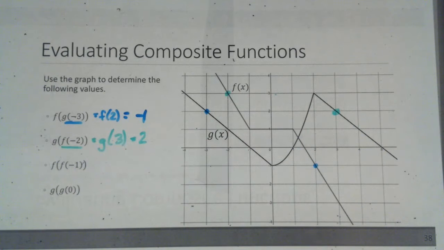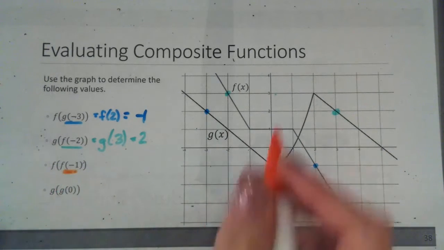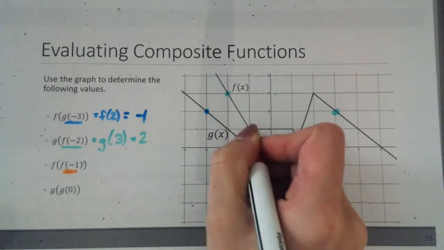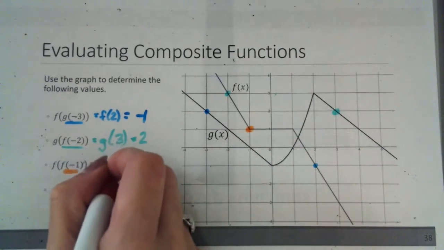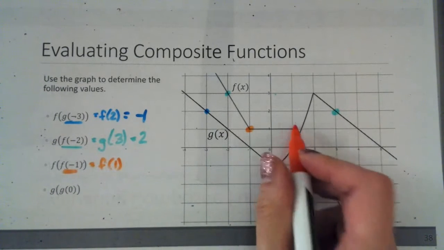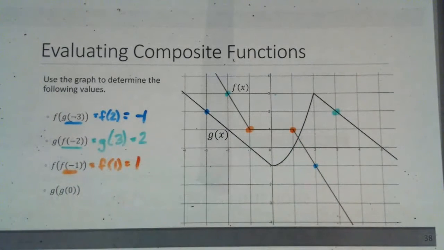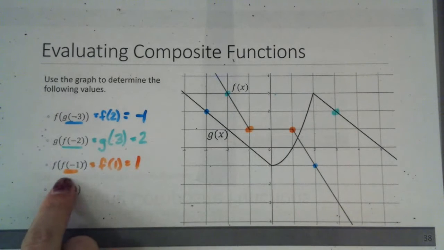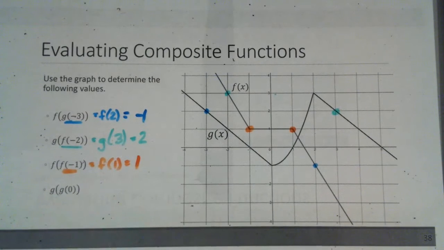Next up, we're looking at f of f of -1. So we're going to start in the middle, f of -1. When x equals -1, my function value is 1. So I'm now looking for f of 1. When x equals 1, my function value is again 1. So I did plug in -1 for x the first time, and I got out 1. When I evaluated 1 in my function, I got 1 out again.